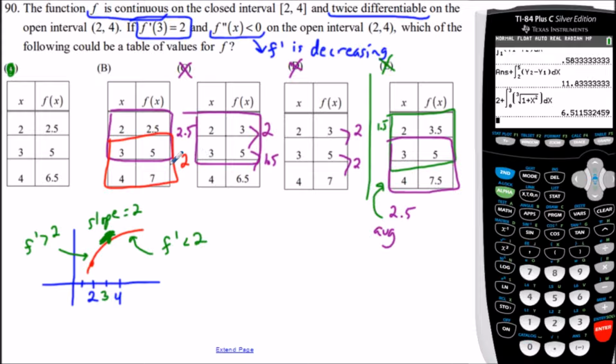We need it to be less than 2, so that's why B is out. And if we use that reasoning here, you'll see that the average slope from x equals 2 to x equals 3 is 2.5 when we subtract the y values and divide by the difference in the x values. And then the average slope on this interval is 1.5. So this is the only one that could work because the average slope here is greater than 2 and the average slope after x equals 3 is less than 2. So choice A.